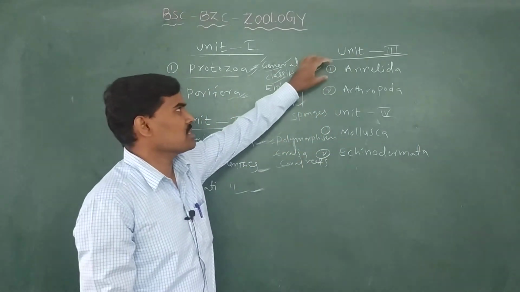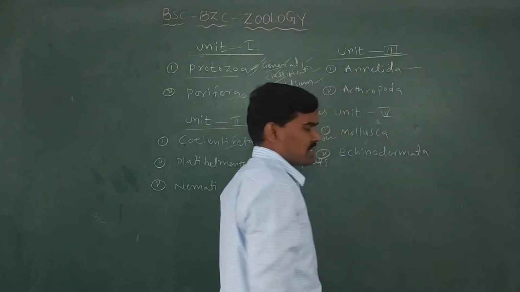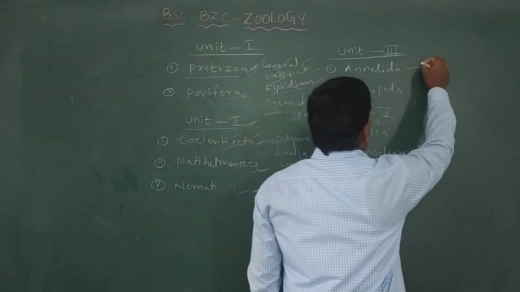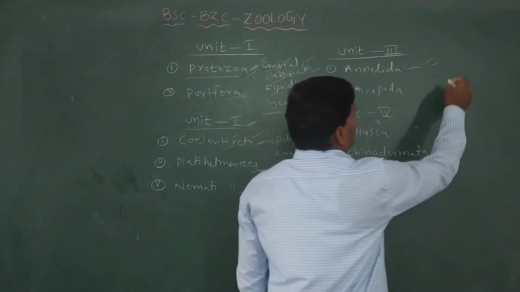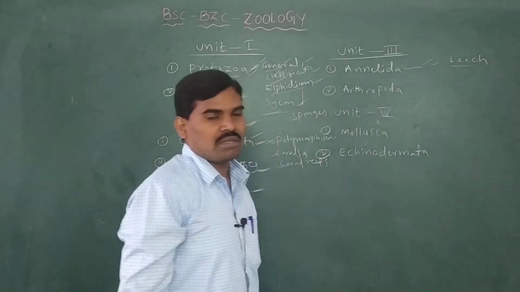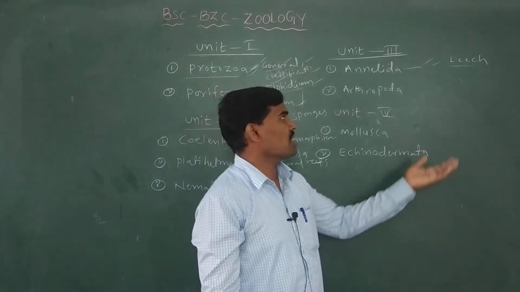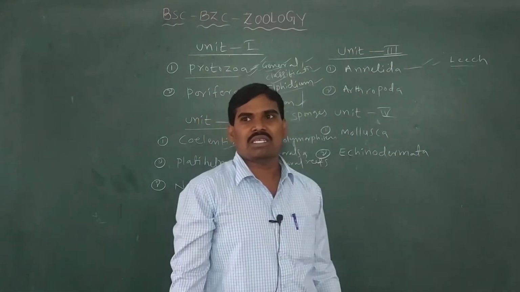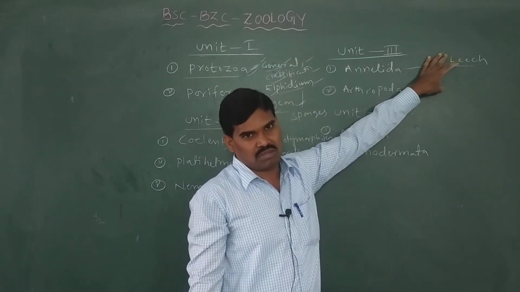Annelida. The first chapter of the third unit is the Annelida phylum. First of all, the general characters are discussed. Next the classification and the type study, the leech: the digestive system, circulatory system, and nervous system of the leeches explain the Annelida phylum. And next, coelom and coelom ducts. These are the chapters. Okay, you can understand.